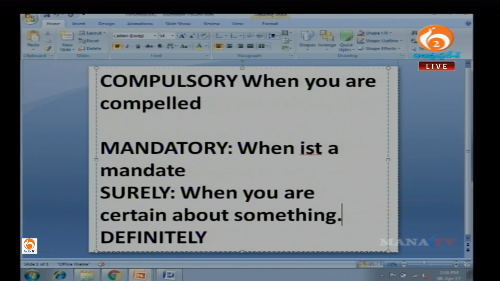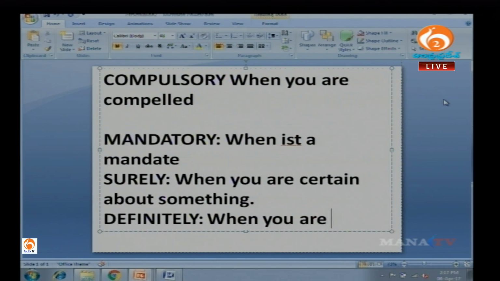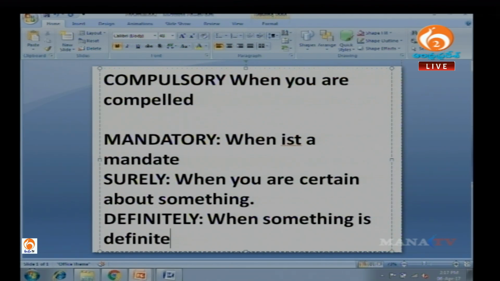When should you say surely? When you are certain about it. When should you say definitely? When something is definite. So I do not really understand which word to use where, but I am using the same word over and over again. That is the problem.